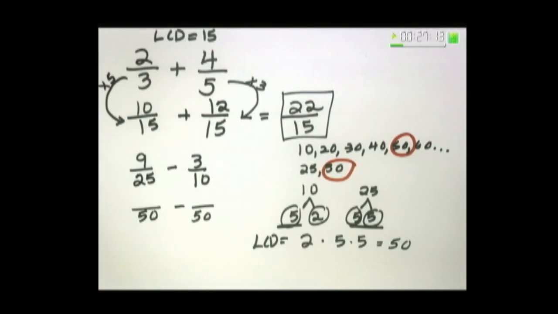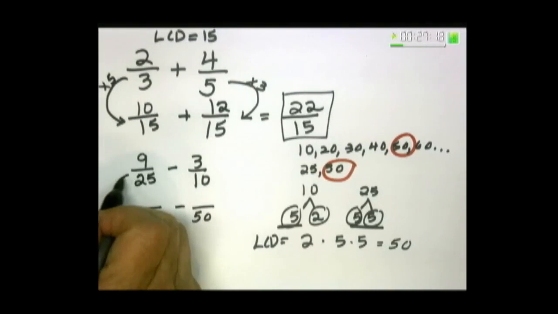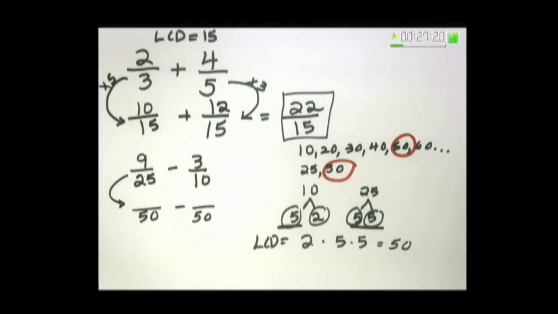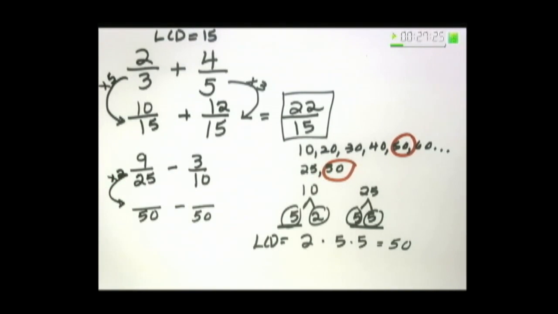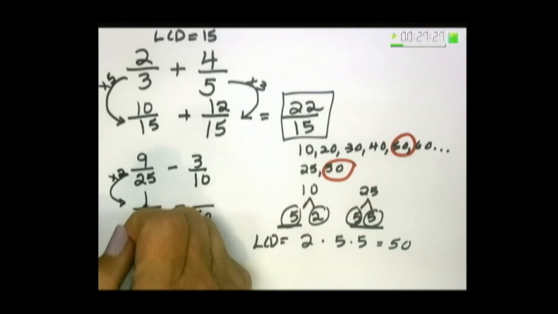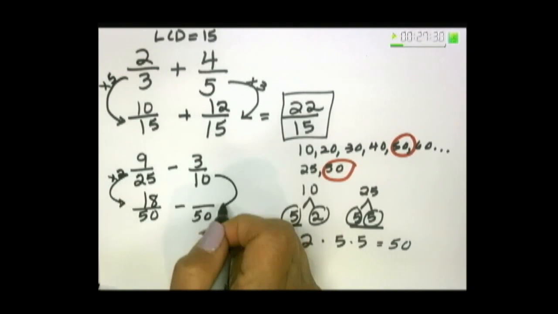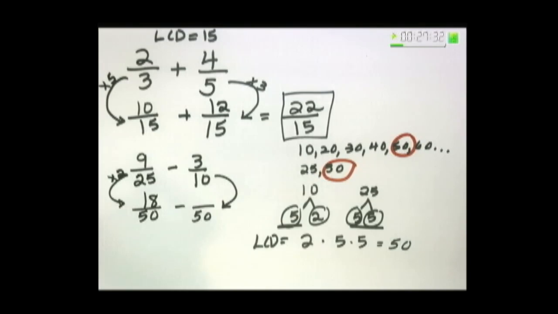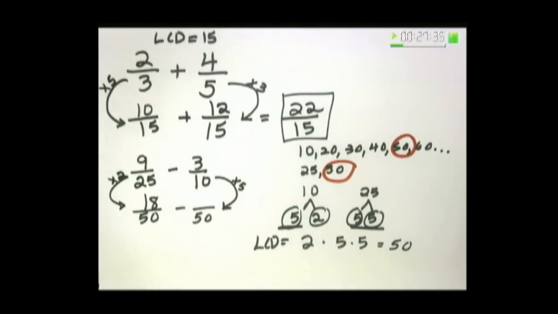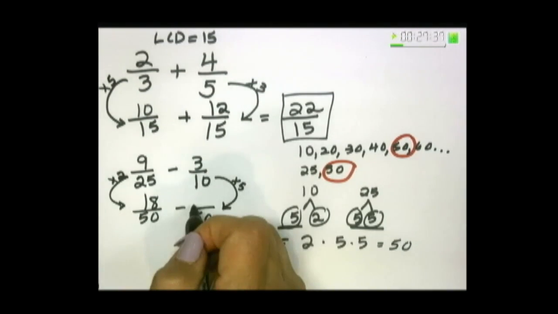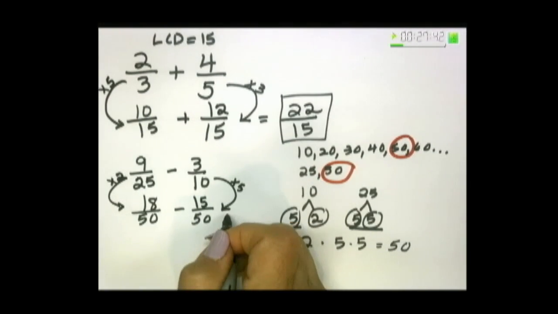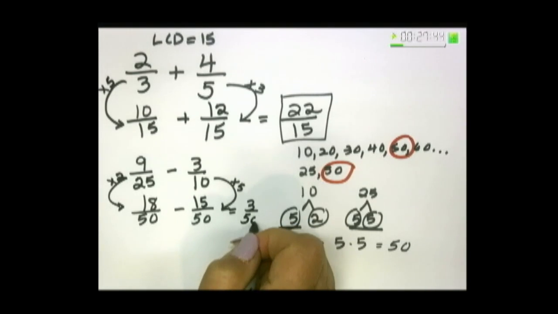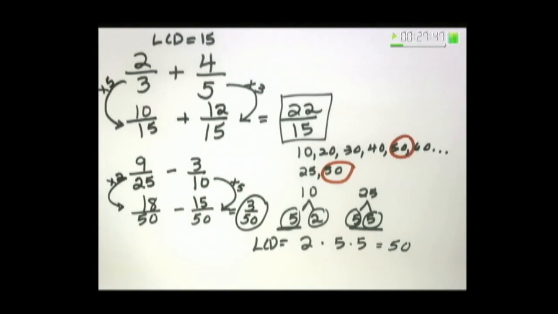So now we need to write 9/25 as an equivalent fraction with a denominator of 50. 25 times what gives you 50? Times 2. So if we multiply 25 by 2, we have to multiply 9 by 2 and get 18. 10 times what gives you 50? Times 5. So if we multiply 10 by 5, we have to multiply 3 by 5 and we get 15. So 18/50ths minus 15/50ths gives you 3/50ths, which is in simplest form.